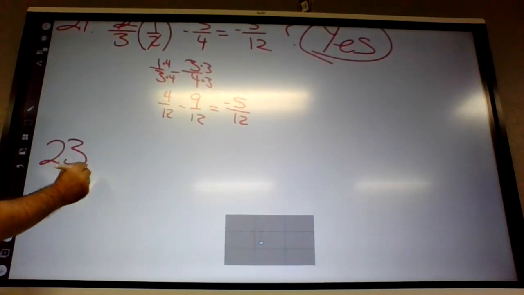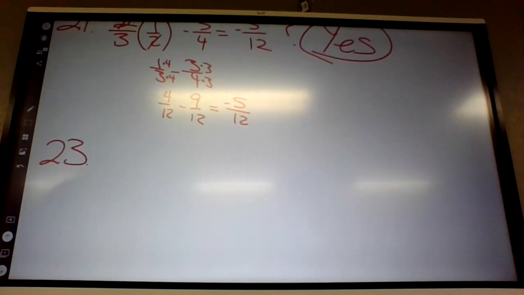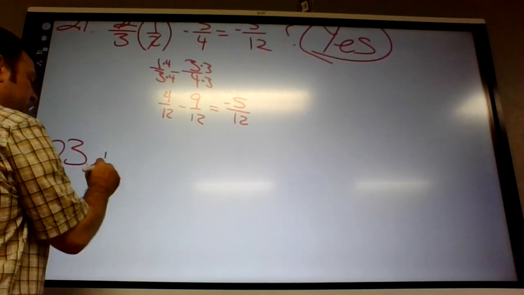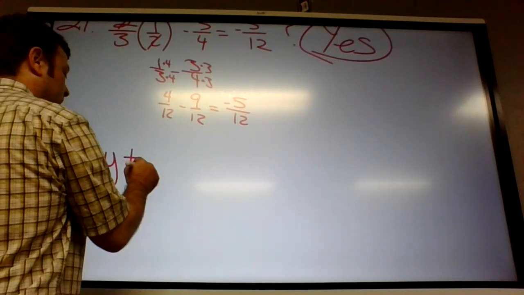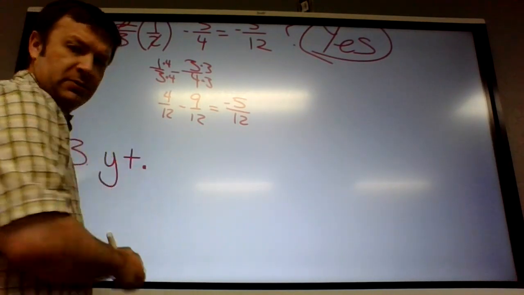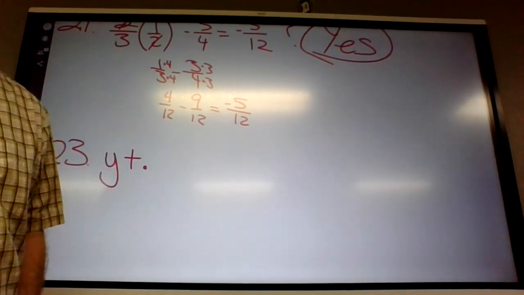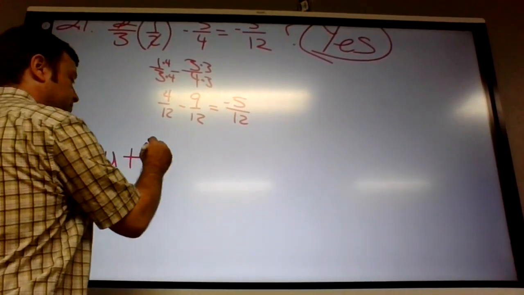All right, 23. Actually, it gets a lot easier at 23. y plus 0.38. We'll just do a couple more here. Brian, this is a 2-day assignment, so we're going to split it a little bit.